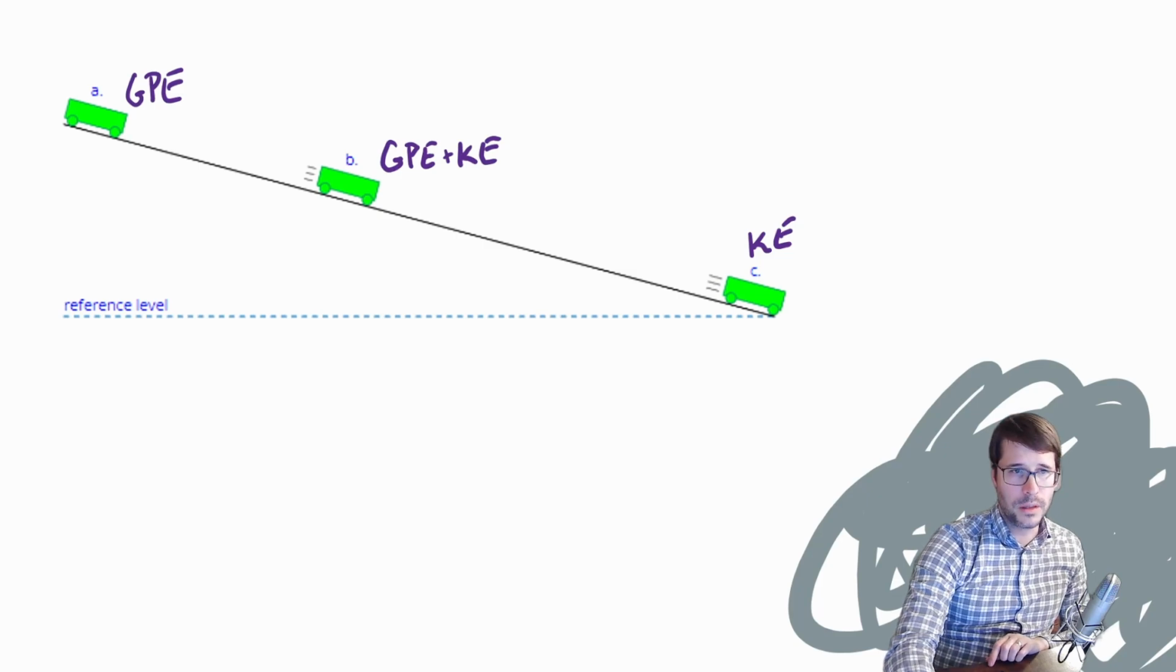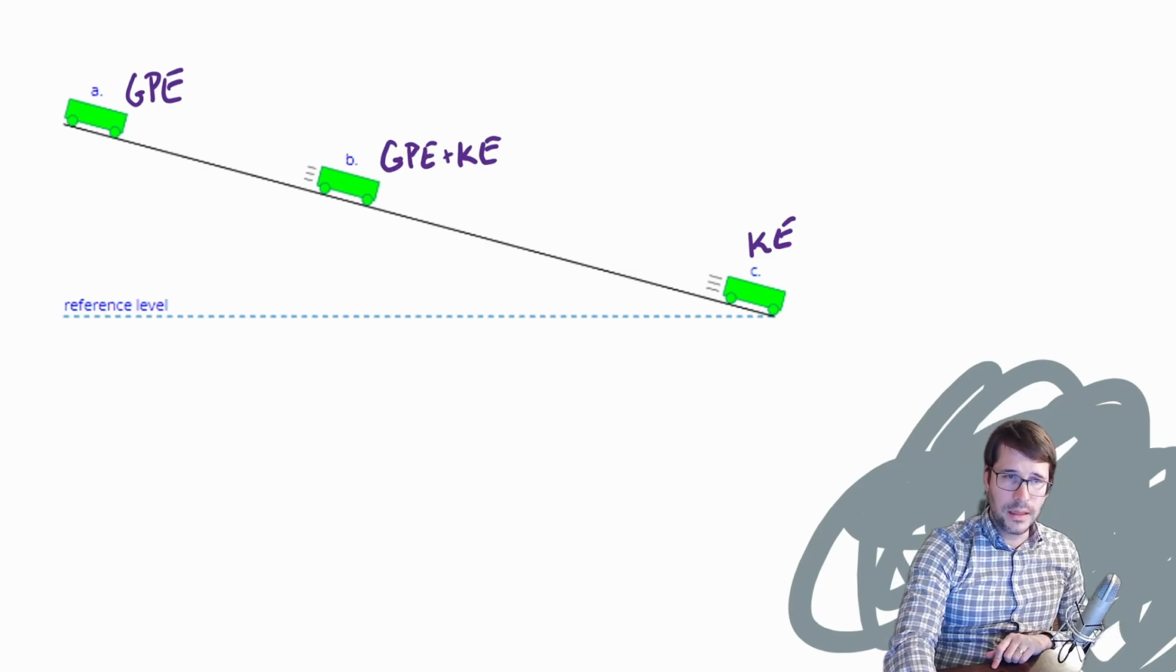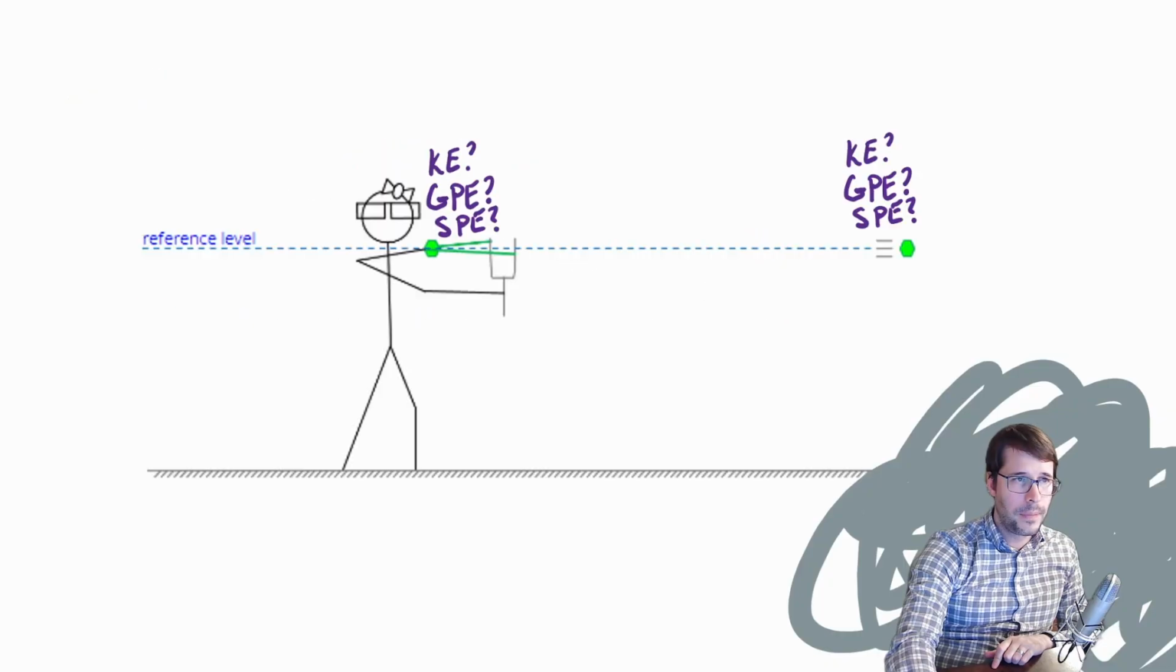All right, for this next one, I guess I've kind of given this one away. We've got gravitational potential energy at the beginning. Halfway down, it's gravitational and kinetic. And at the bottom, it's all kinetic energy.